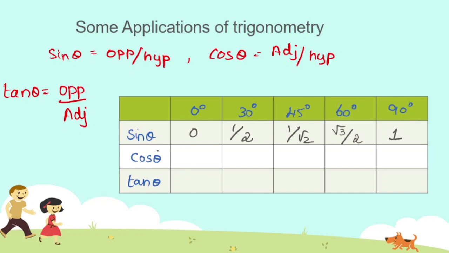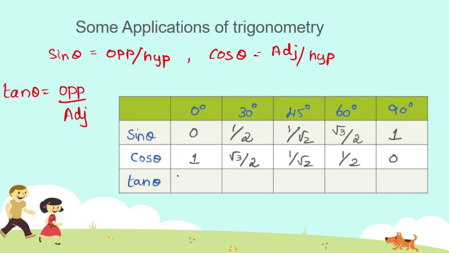Right? Here I am going to give you a tip: when you are going to find cos theta, you just reverse your sine theta values and write them. So you can easily get the cos values. Sine values are 0, 1 by 2, 1 by root 2, root 3 by 2, 1. Just reverse it. Cos 0 degree is 1, cos 30 degree is root 3 by 2, cos 45 degree is 1 by root 2, cos 60 degree is 1 by 2 and cos 90 degree is 0.